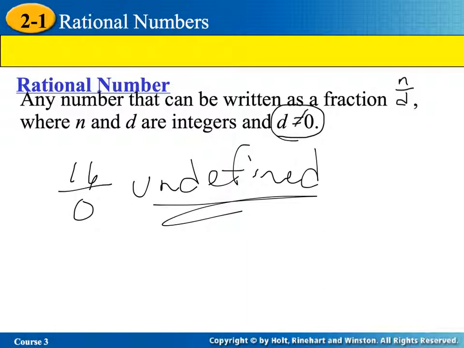But all numbers can be written as a fraction. Remember the number 7. What is 7 as a fraction? 7 over 1 has a denominator of 1. 64 as a fraction is 64 over 1. So those are rational numbers, but any number that can be written as a fraction is known as a rational number.